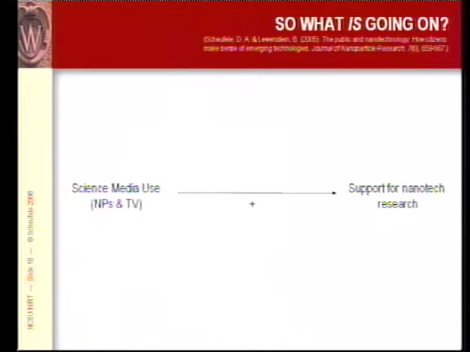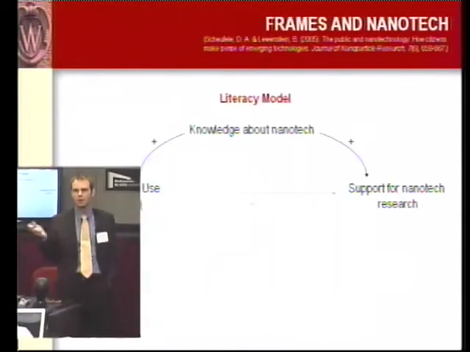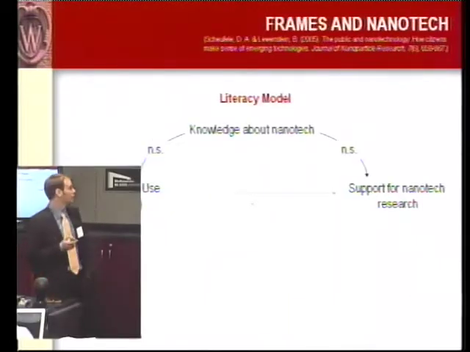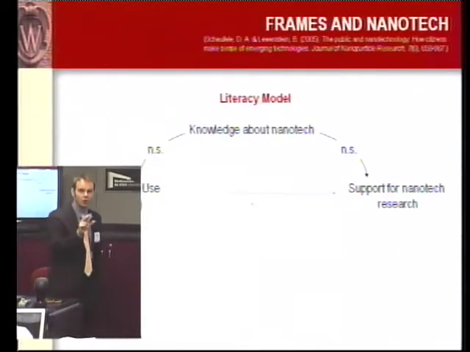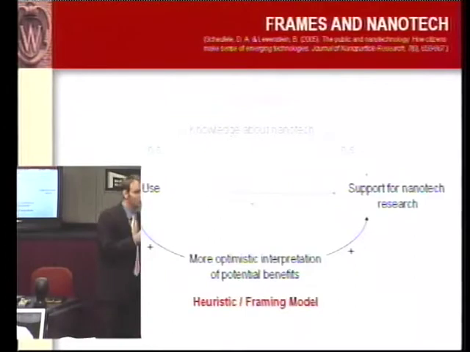When we ran multivariate models, we looked at the impact of science media use and support for nanotech. Now that's the outcome in this particular case. What we found is, yes, there is a link, which would suggest, look, what happens is people learn more and then they're more supportive. Was not significant. In the multivariate models, once you control stuff out, it falls out. What stays in is essentially that optimistic framing effect.